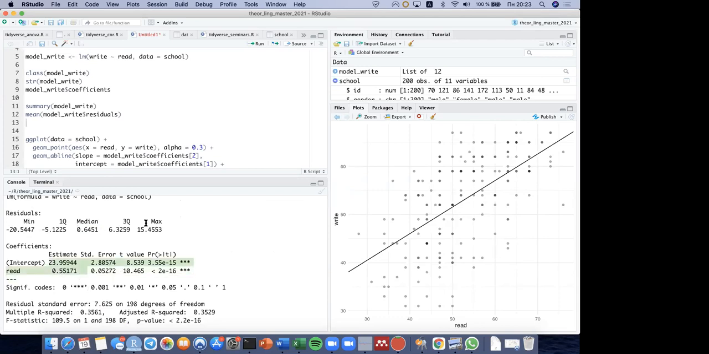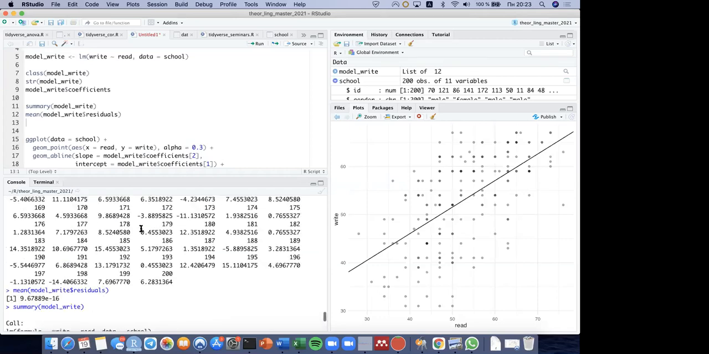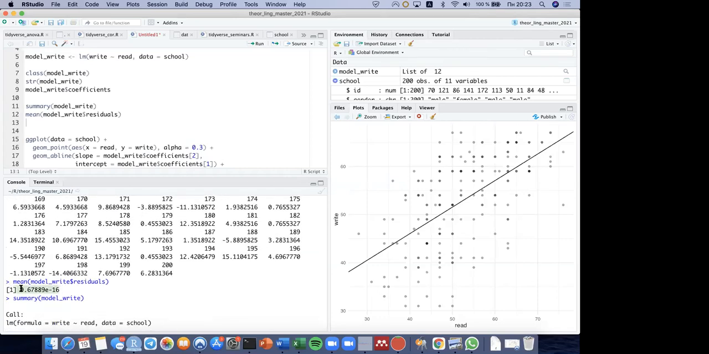The next thing is coefficients, but now I'm sorry. Yeah, I'm sorry, but is the mean 0 or this small number, 9.e minus 16? I did not understand this part.